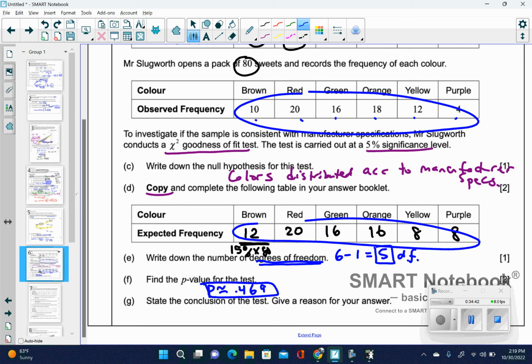And then it says state the conclusion of the test, give a reason for your answer. Basically, since this number right here, the 0.469, is greater than our level of significance, which is 5%. I should just type this because my handwriting is horrible. Since 0.469 is greater than 0.05, right? 5% level of significance, two places to the left, that's 0.05, comma, we're going to accept the null hypothesis, which is the manufacturer specifications. Okay, so that is part G.